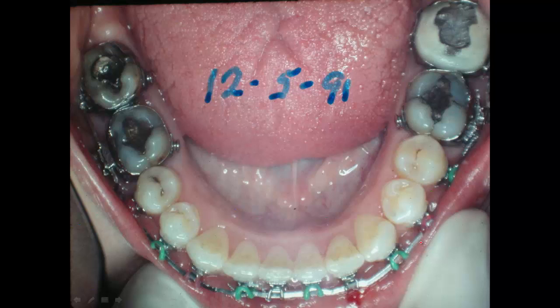You can make those teeth do just darn near anything you want them to. You can turn them any way you want. You can tip them. You can just do so many things if you'll just learn how to bend the arch wire and what it does. And you're not going to learn that overnight, but it can be done.